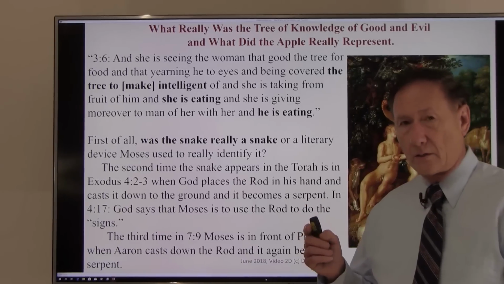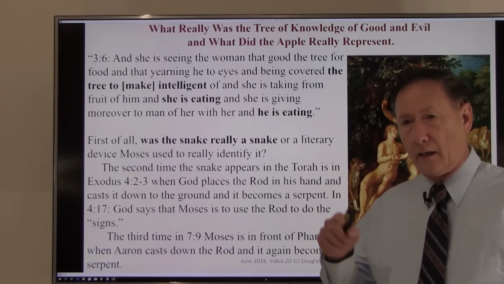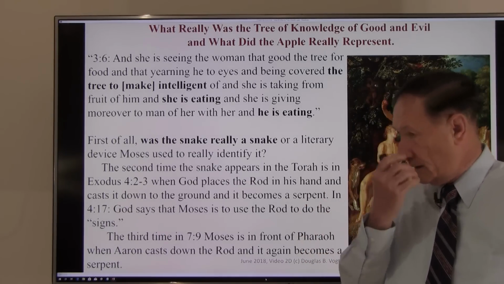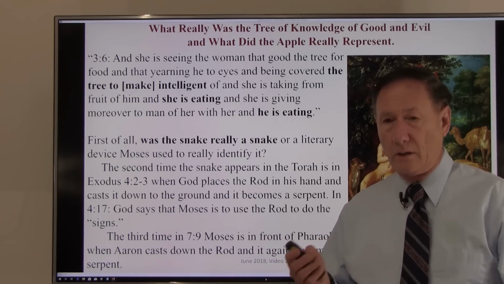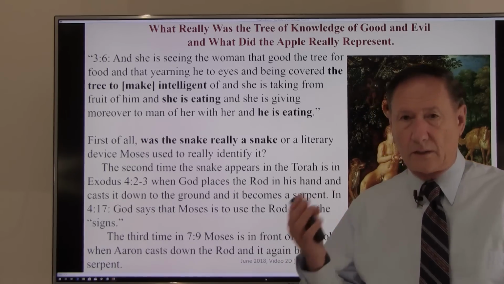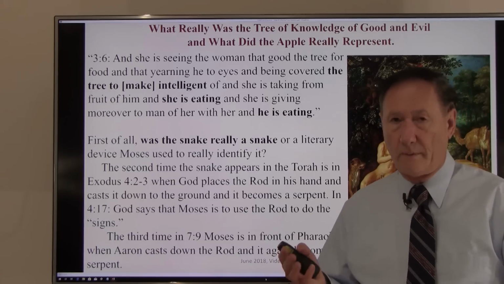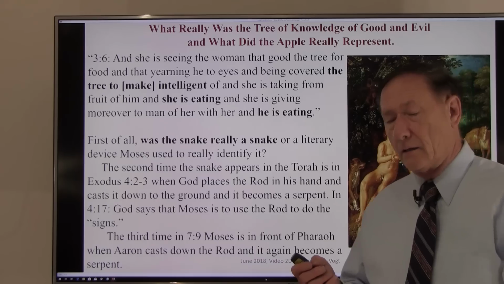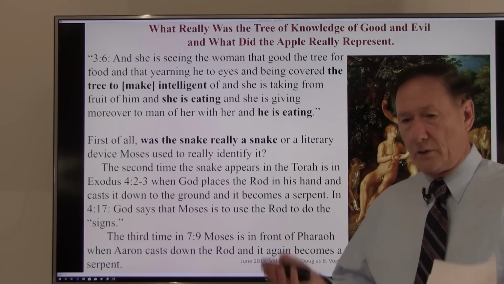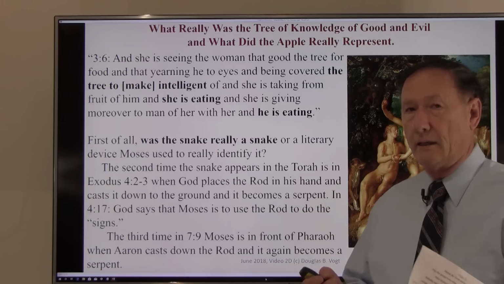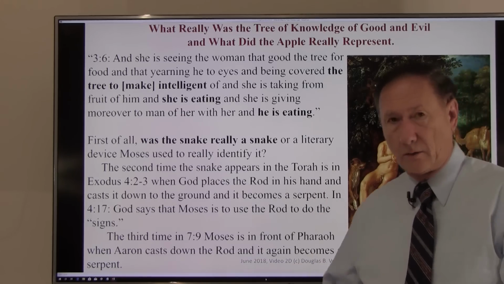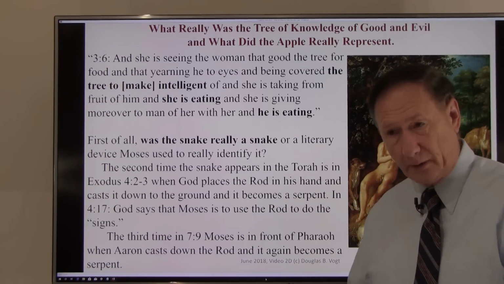The two places that the snake and the rod show up together is first when Moses is in the cave after he sees the burning bush, which is really probably a hologram. And God says, what's in your hands? And he says, a rod. And then God later says, throw the rod on the ground, and it becomes a serpent.